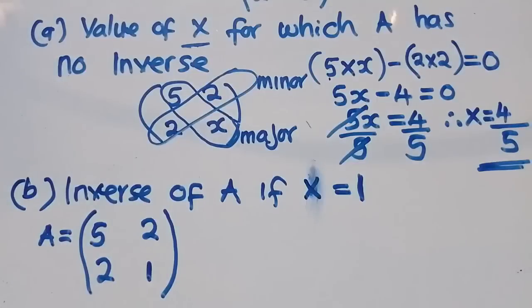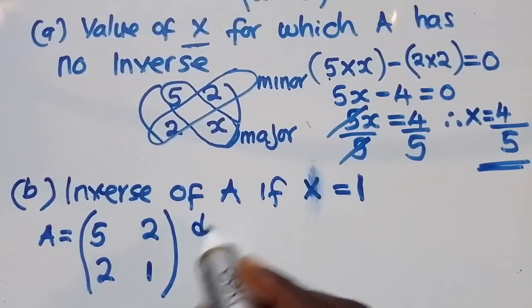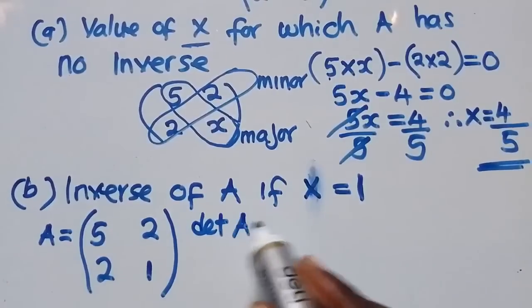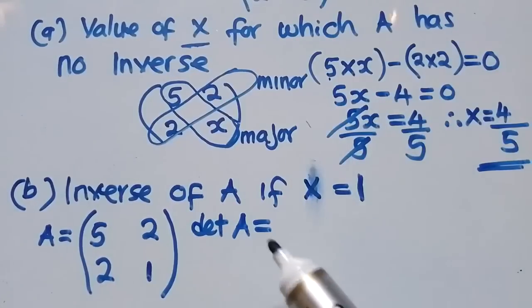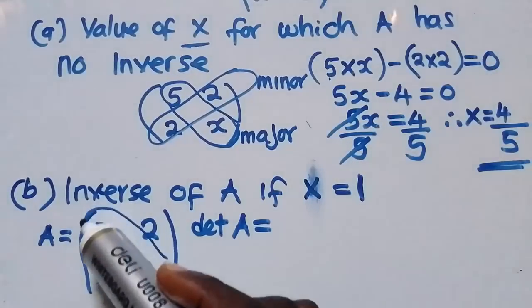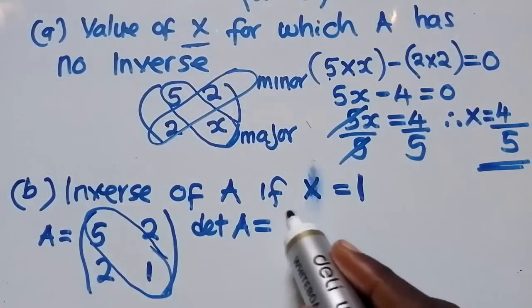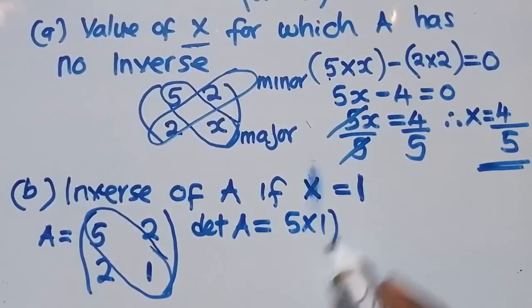We are going to find the determinant of this matrix. So I'm going to say determinant of A is equal to what? Same, you say major diagonal minus minor diagonal. In the major diagonal, this is the major diagonal, so you say 5 times 1.